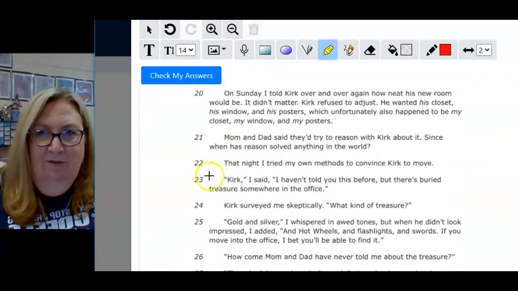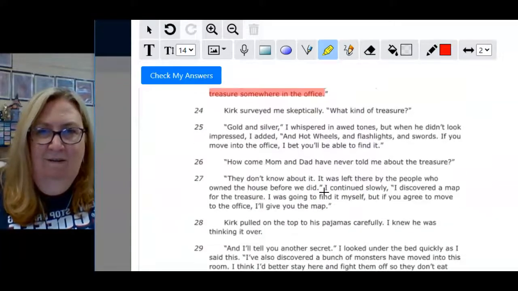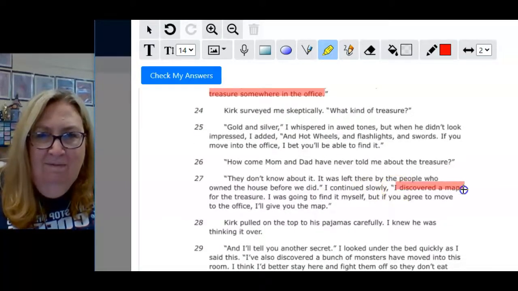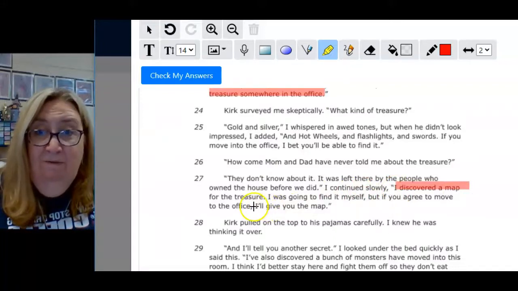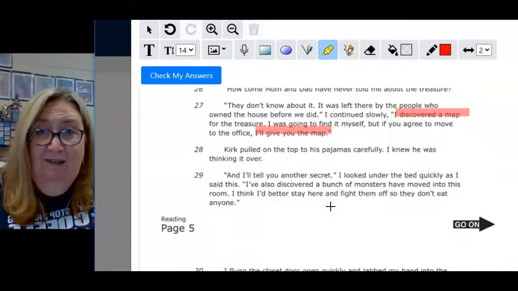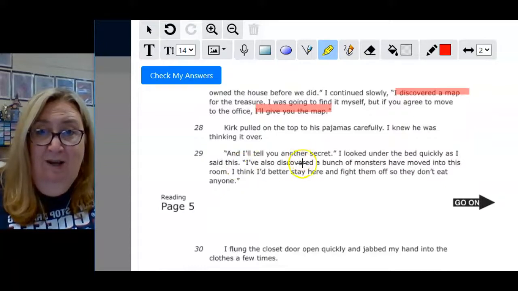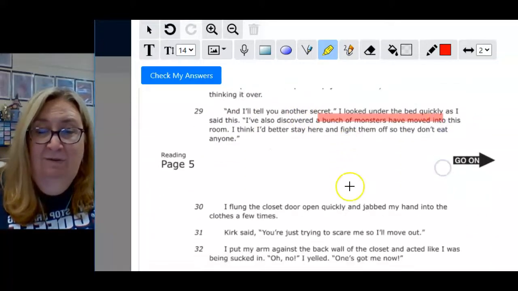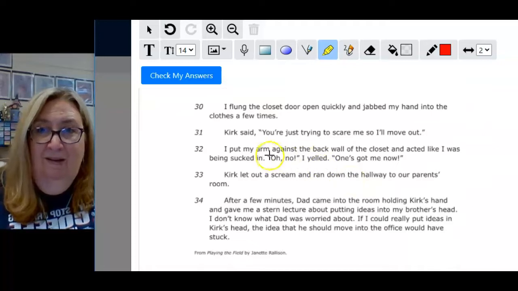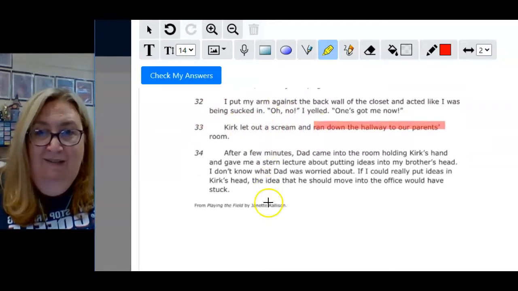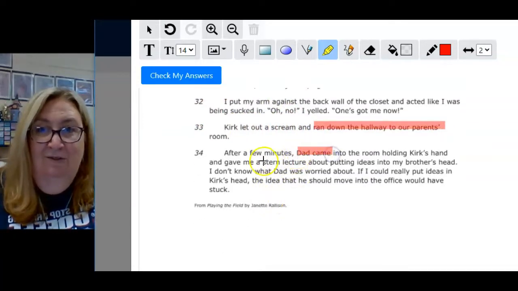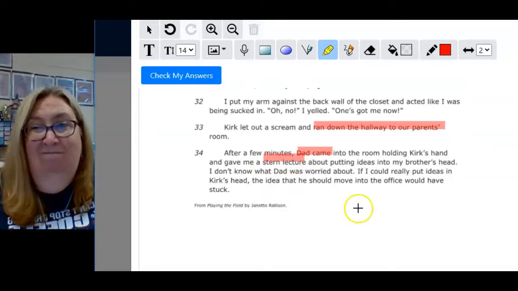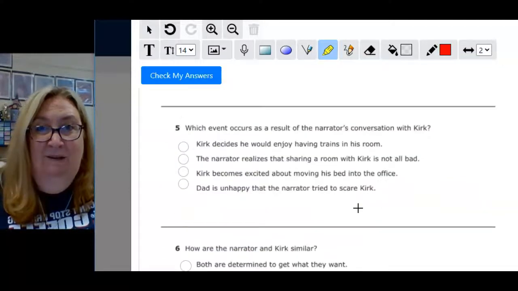He says there's a treasure somewhere in the office. I have a map. I'll give you the map if you agree to move out. And another secret, a bunch of monsters have moved into the room. And then he pretends like he's being sucked in. Kirk ran down the hallway to the parents. Dad comes in. There's a stern lecture. It kind of caused a lot of problems in it.